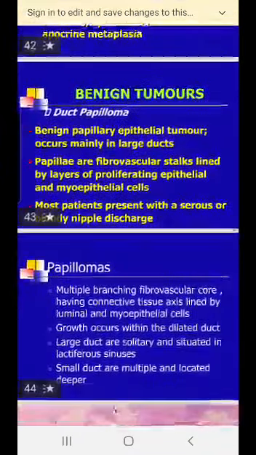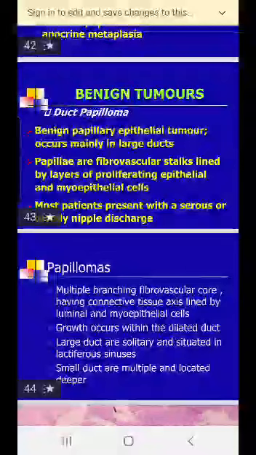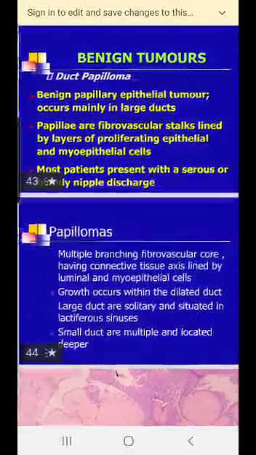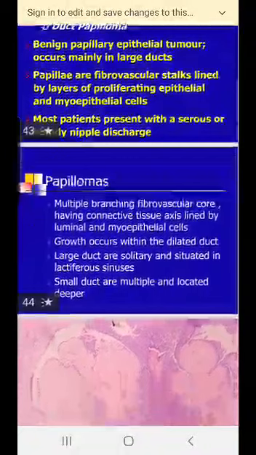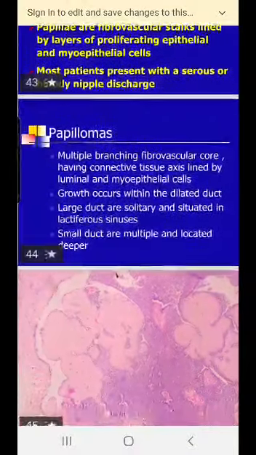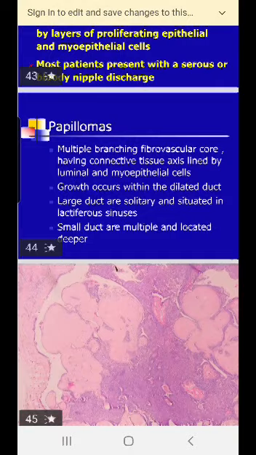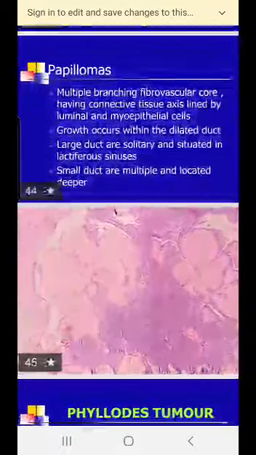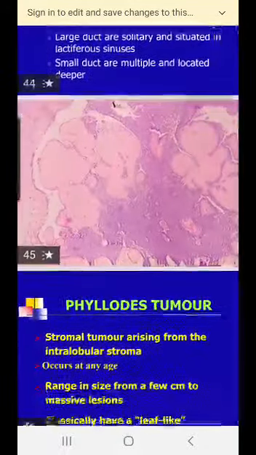The next one is the duct papilloma. Papilloma is a benign epithelial tumor, and it affects the larger ducts. It has fibrovascular stalks on microscopy, surrounded by proliferating epithelial and myoepithelial cells. Most commonly they present with a serous or bloody nipple discharge. So papillomas basically have multiple branching fibrovascular cores. They have connective tissue lined by luminal and myoepithelial cells, and they mostly grow in the larger dilated ducts, situated in the lactiferous sinuses. Small duct papillomas are multiple and located deeper.